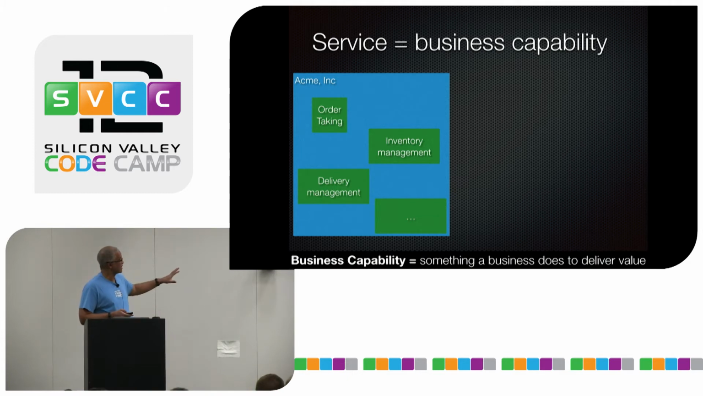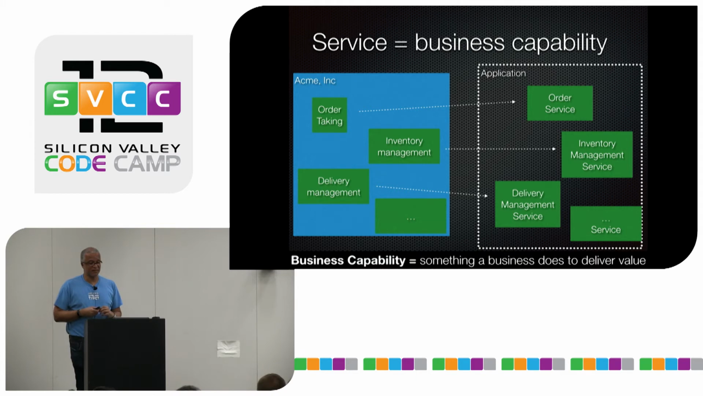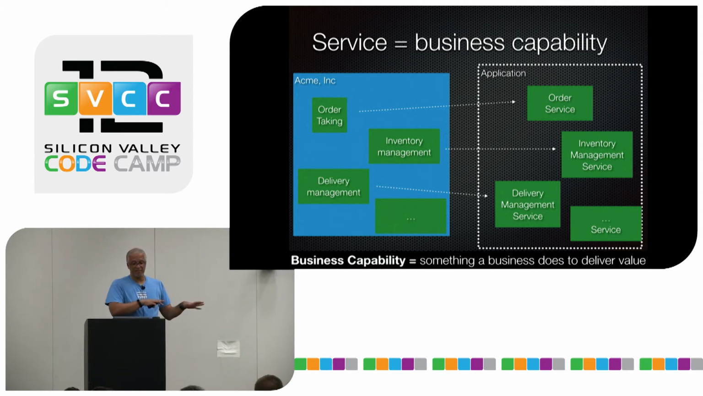So, imagine an online store. You can take orders, you manage inventory, you manage deliveries. Those are the business capabilities, and you define services corresponding to each one of them. So that's the idea: to analyze your application problem domain and identify these business capabilities. In a sense, you're defining your business architecture and then defining a technical architecture that mirrors it. And that to me is the essence of the microservice architecture.